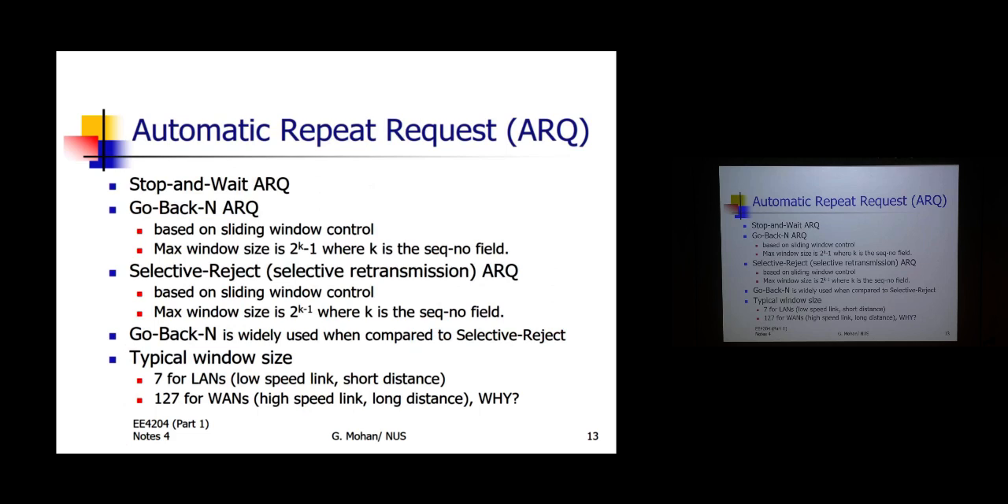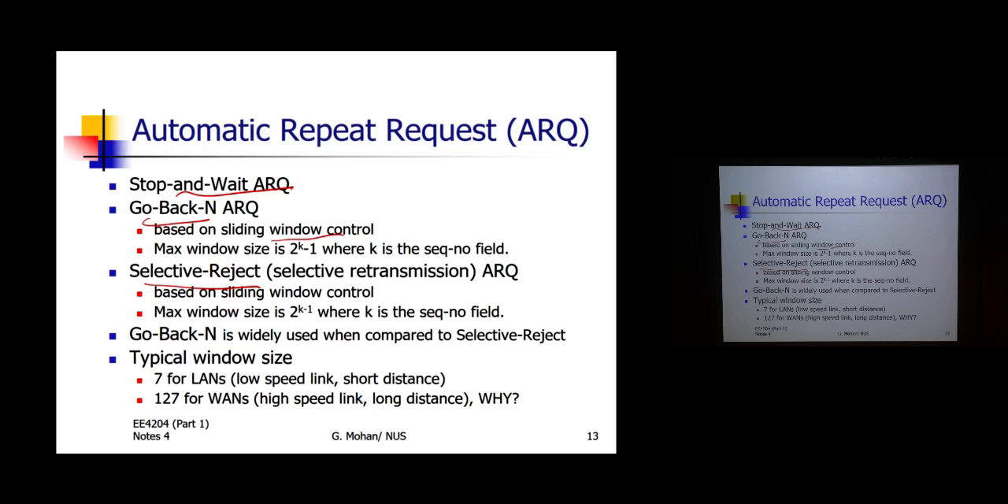So accordingly, we have stop and wait ARQ, which is an extension of the stop and wait protocol to deal with errors as well. And we have sliding window based ARQ, but here we have two types, two different ARQs for sliding window: one called go back N, the other called selective reject. The difference will be clear slightly later, but both are based on sliding window control.